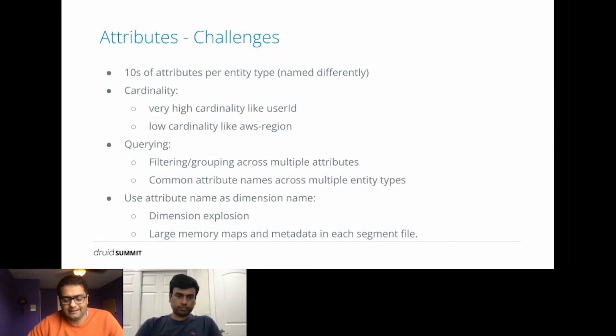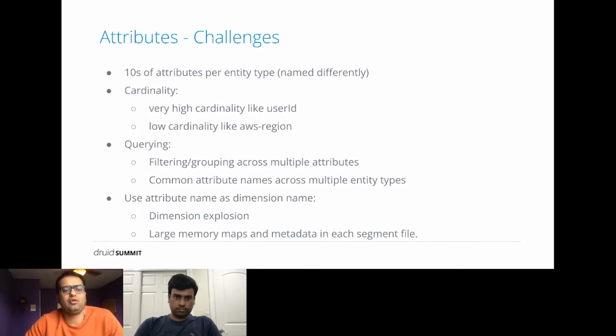So the problem we had to solve was what should be the name of the dimension that we give to these attributes. The first idea, obviously, was to use the attribute name itself as the dimension name, but that will lead to tens of thousands of dimensions. For each segment file, we would have large memory maps and metadata in each of the segment files, so that won't scale. So what we decided to do was use multi-value dimensions.